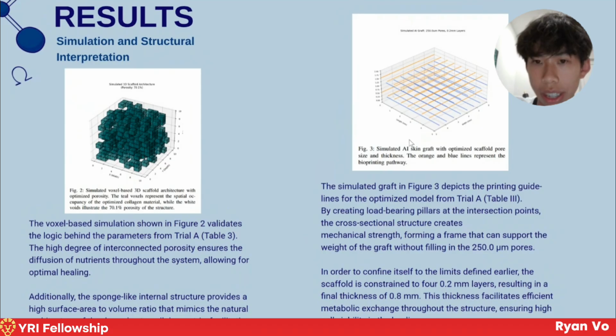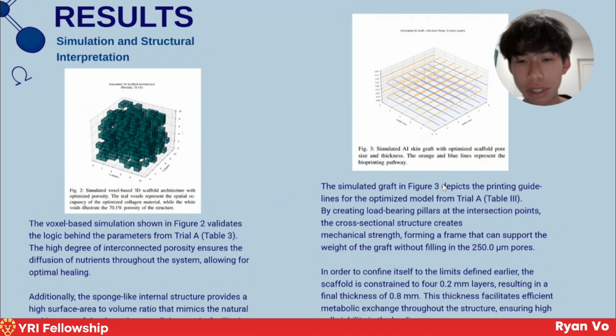So here in figure 3 is another model that was generated by the AI, and it depicts the guidelines for this optimized model from trial A. It's just a different way to visualize. By creating this cross-sectioning structure, we create pillars. We create pillars that create mechanical strength for the model, forming a frame that can support the weight of a graft without filling the 250 micrometer pores.